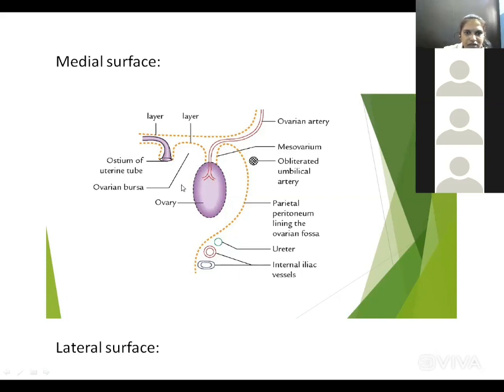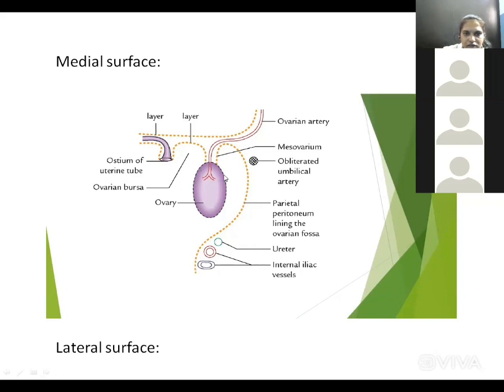It's confusing, but we will look at the medial surface. Now this is the medial surface. Here, there is one fossa, that is the ovarian bursa. It is present between the uterine tube and the ovary. There is some depression over the peritoneum, that is called the ovarian bursa.